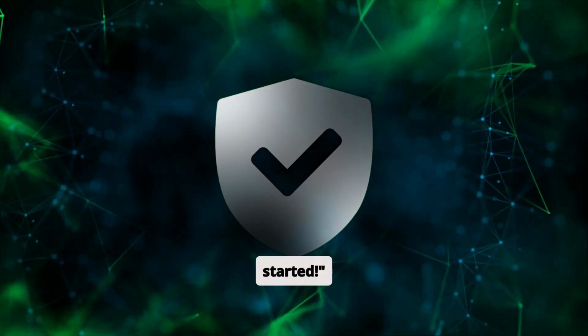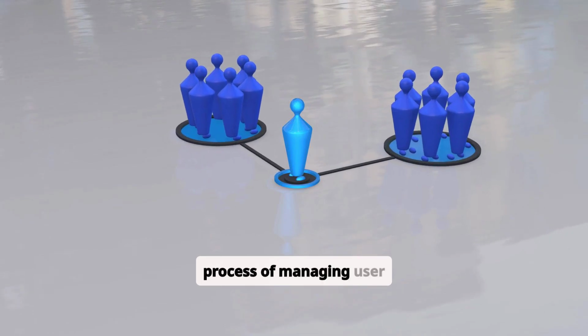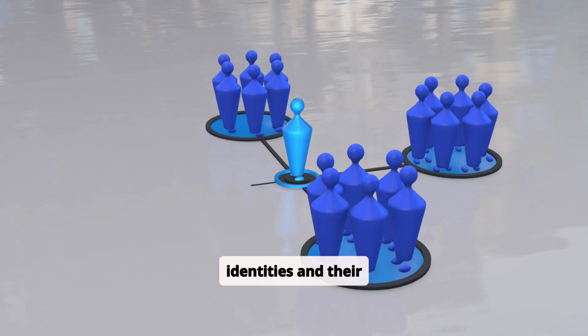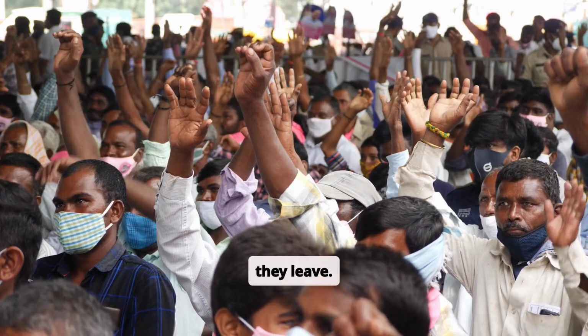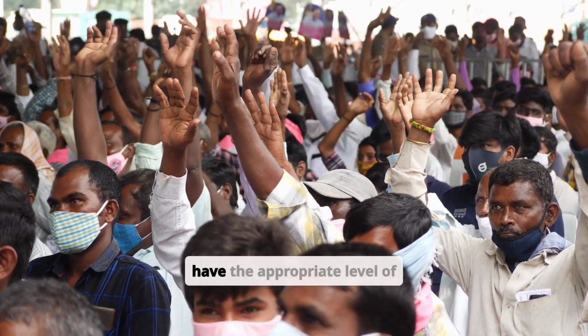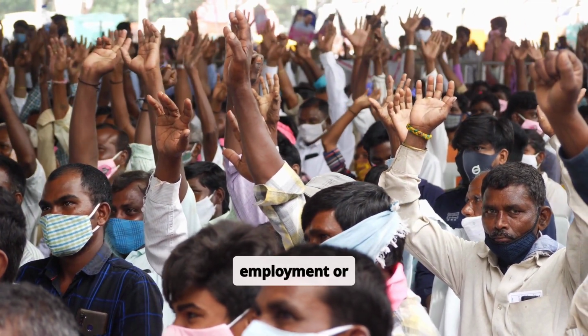Let's get started. The identity and access provisioning lifecycle refers to the process of managing user identities and their access rights from the moment they join an organization until they leave. This ensures that users have the appropriate level of access at every stage of their employment or engagement.